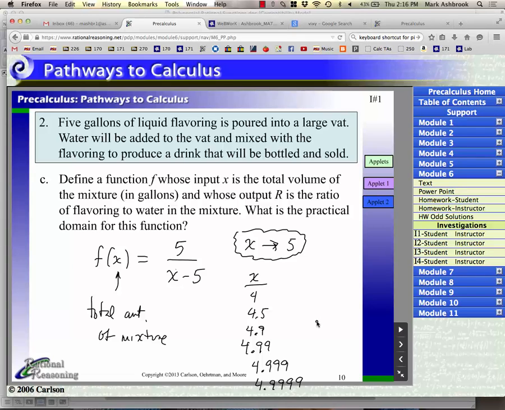But we know that 5 will not be a valid input for this because we can't divide by 0. Unless you're Chuck Norris. Chuck Norris can divide by 0, but you guys can't. Okay?